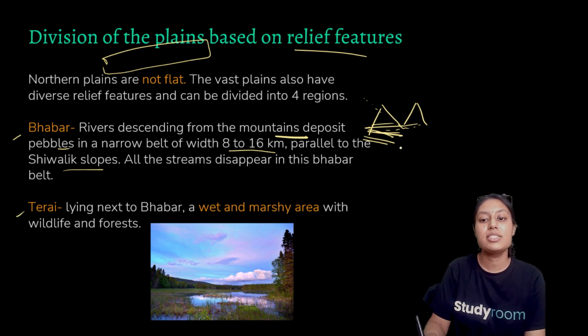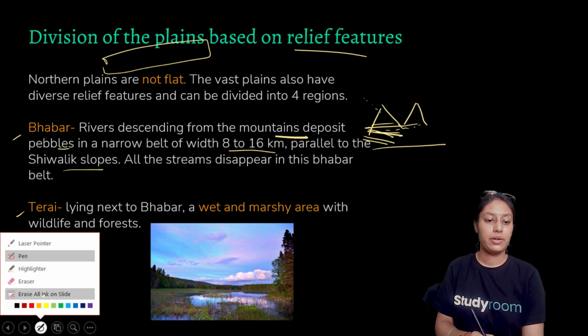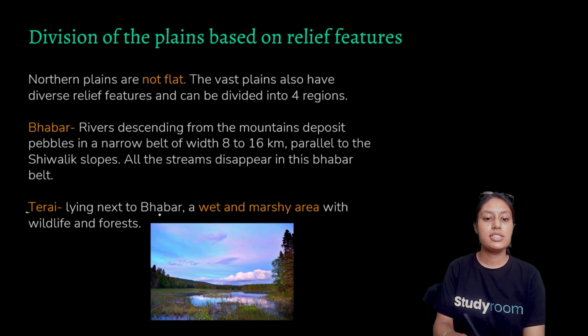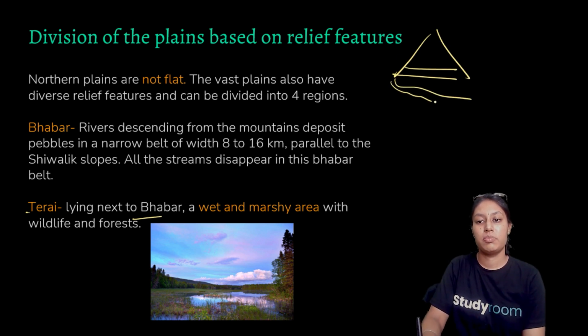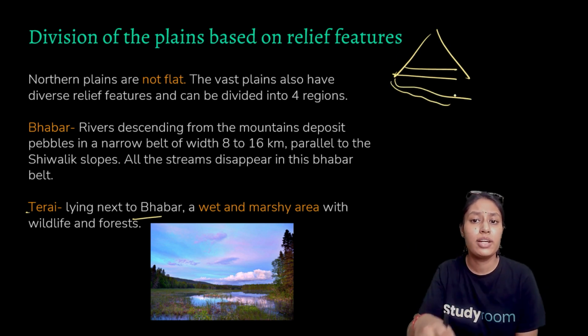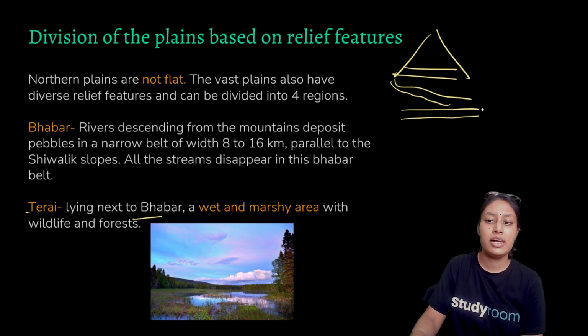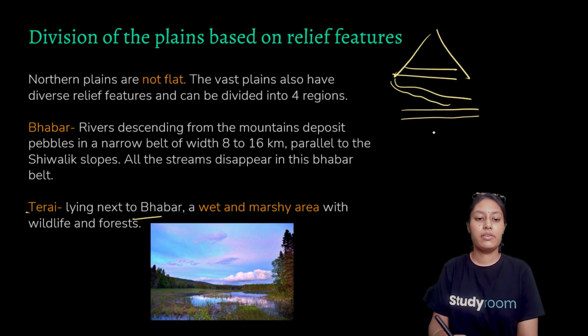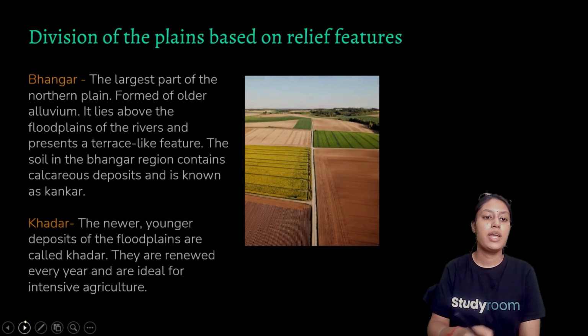After Bhabar, it's Terai. Now this was till the Bhabar area. Lower than Bhabar is Terai, so Terai is next to Bhabar. For example, this is our mountain, this is the Shivalik range. Where you're going down that part, it's Bhabar, and then it's Terai. Terai is next to Bhabar. It's very marshy land with lots of wildlife and forest. So that's Terai. Next, we have Bhangar.